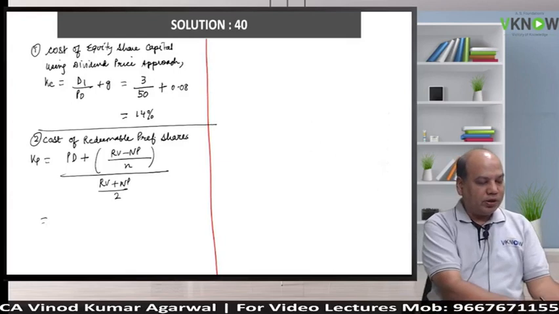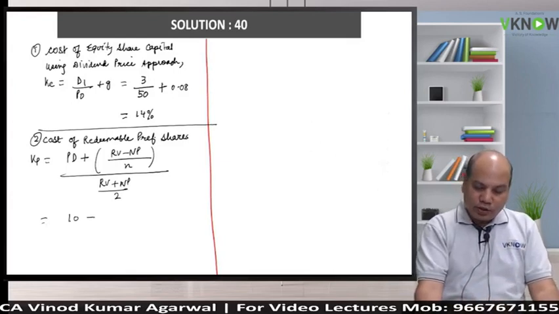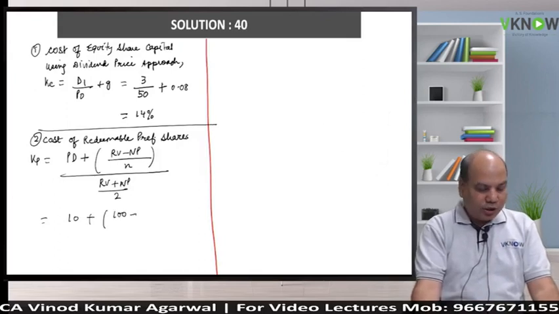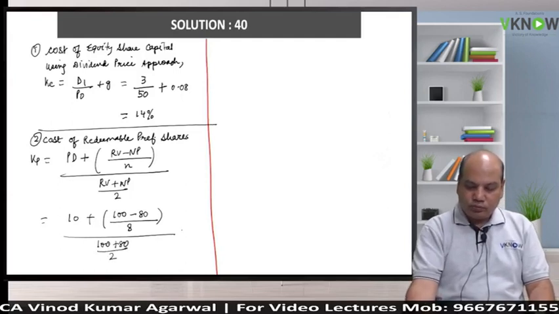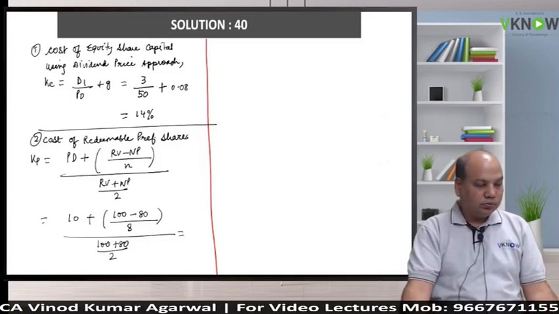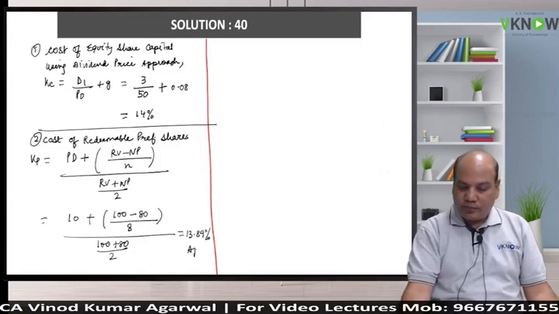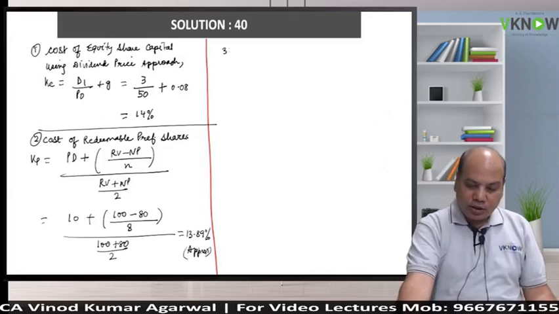Preference dividend per share 10 rupees. Write down 10 rupees. What is redemption value? 100. Net proceed is not given. Current price is 80. Number of years are 8. Divide by 100 plus 80 by 2. Give me the final answer in percentage term. So can we write 13.89%? Yes, approximately 13.89. And the third instrument is debenture.